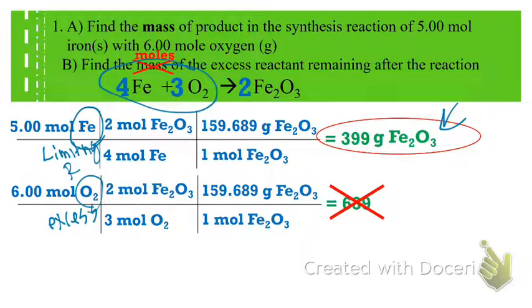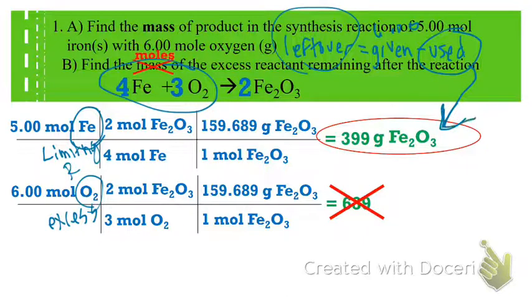So in this part B, where it says to find the moles of the excess reactant, I'm trying to find moles of oxygen that's left over after the reaction. And I can find out how much is left over because that's going to take how much I had, or maybe how much I was given to work with, and then I have to subtract how much got used up. So I'm trying to find how much is left over. I know how much was given because it told me that was my 6 moles. Now I just need to calculate and figure out how much was used in order to make this stuff.